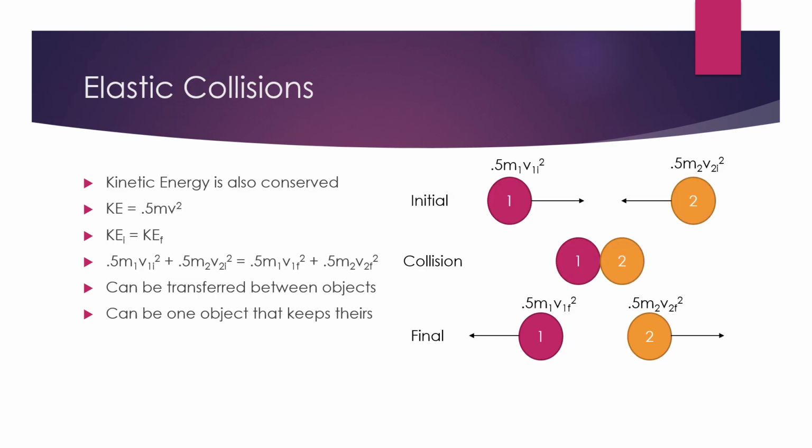For an elastic collision, kinetic energy, which we know to be 1/2 mass times velocity squared, is also conserved in the system. It can be transferred between objects, or one object can bounce off something stationary with the same speed it had before.